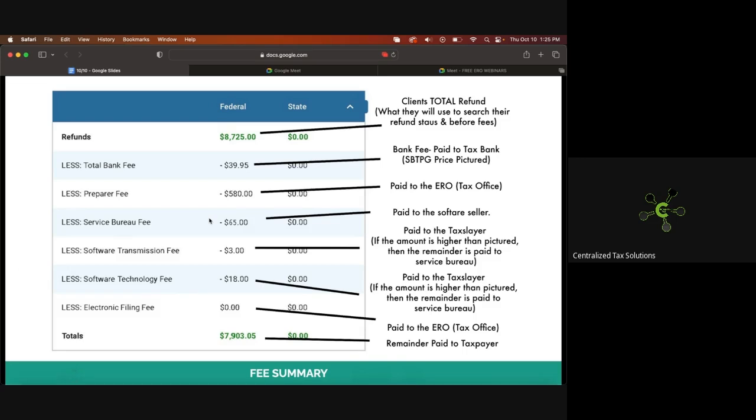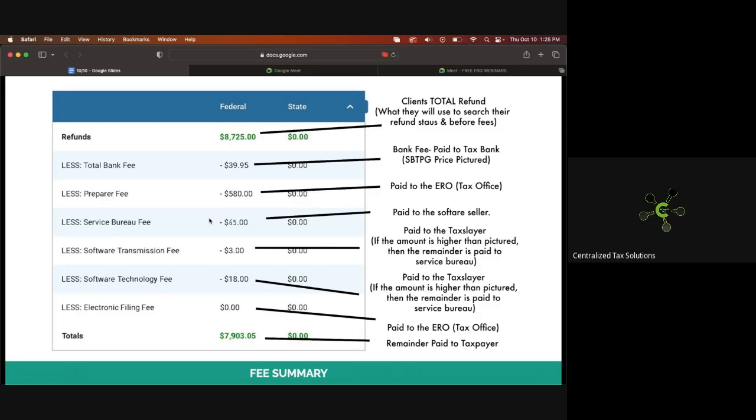For me, I didn't charge my preparers. They make 100% of their money because I just train them like EROs, and I make my money off the service bureau fee and the electronic filing fee. And the electronic filing fee is just for me to do auditing. And that's, like I said, a valid reason, especially considering they can make 100% of their money.